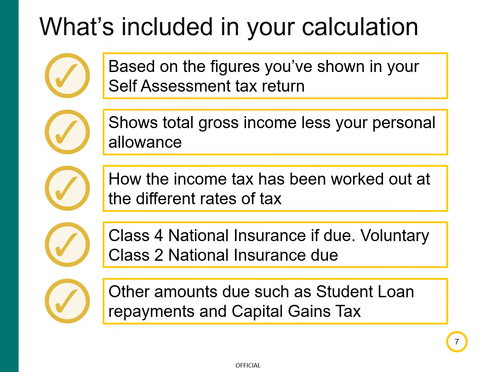If you are self-employed or in a partnership, the calculation will also show any Class 4 national insurance if due and how this has been worked out. If you're making voluntary payments, it will also show you Class 2 national insurance due. Other amounts that may show in your calculation include student loan repayments and capital gains tax, though we won't see these in our example today.